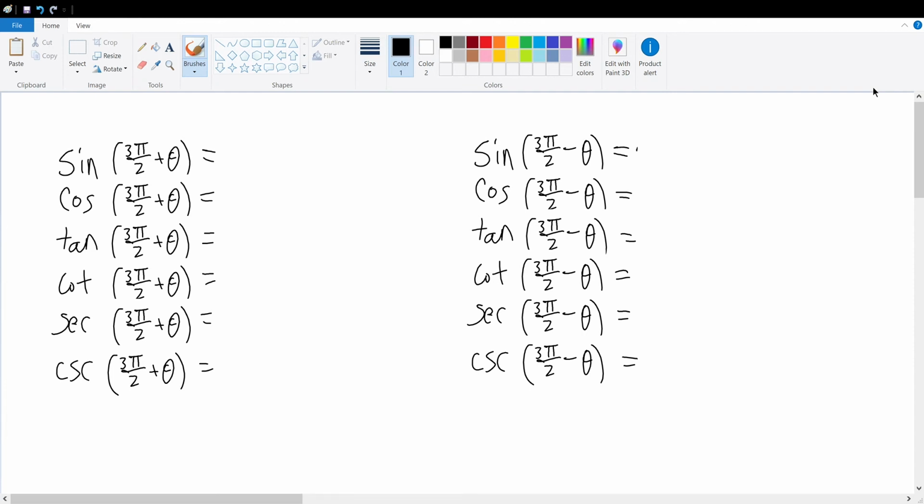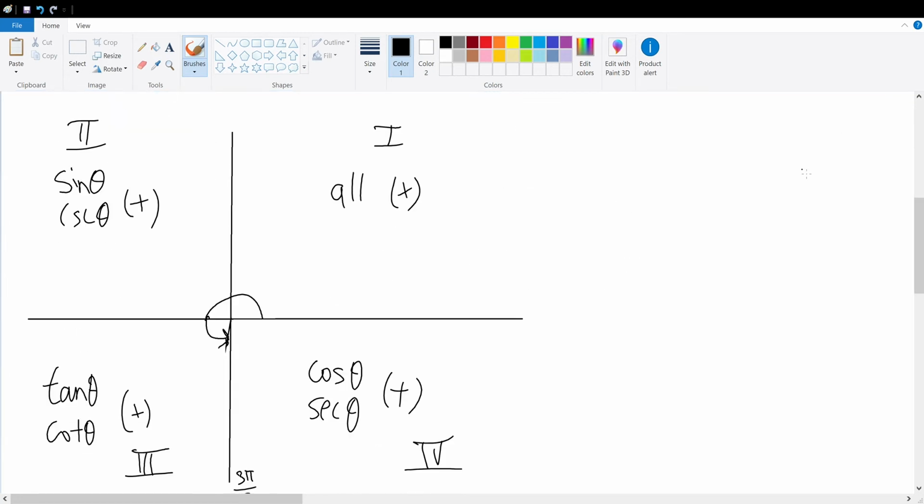Today we're going to be going over part 2 of the complementary property of trigonometry, where in this video we're going to be going over the trig of 3 pi over 2 plus theta is equal to the plus minus of cotrig of theta, which depends on the quadrant it lands in, which leads us to the quadrant properties of trigonometry.